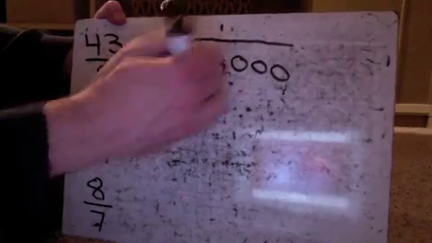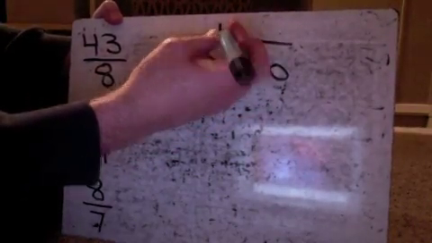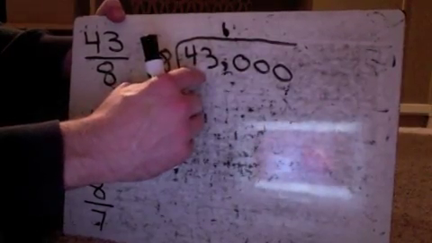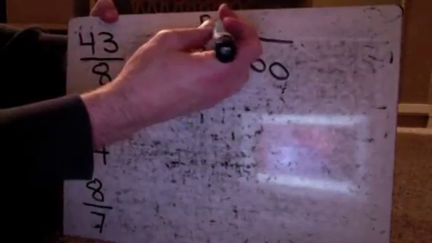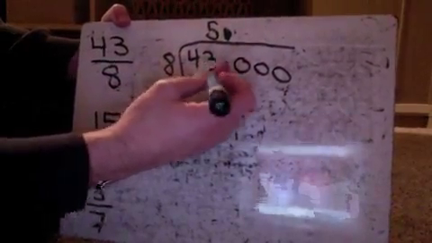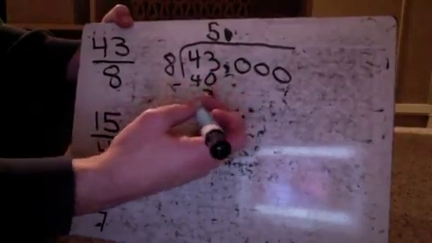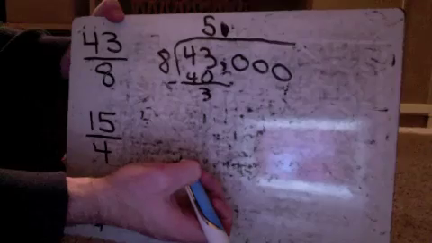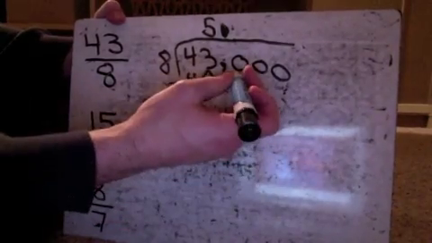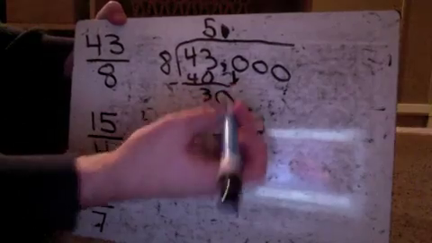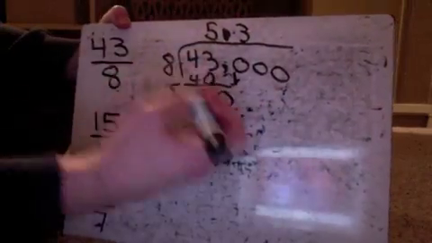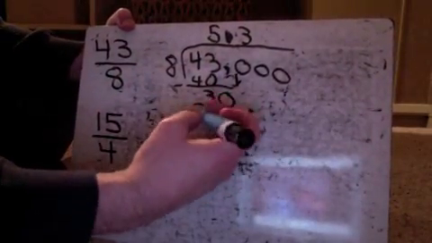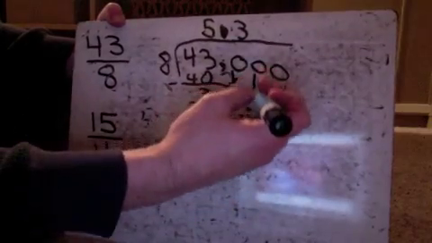8 goes into 43. I'll put my decimal point here, but 8 goes into 43 4 or 5 times. Okay, 5 times. That would be 40, and we'll subtract, and we'll get 3. Okay, now I still have a 0 to bring down, so let's bring down the 0. 8 goes into 30. That would be 3 times. 3 times 8 is 24. Take away equals 6.